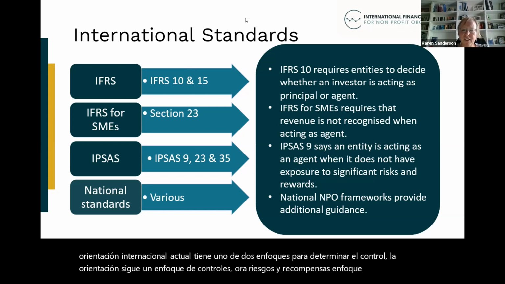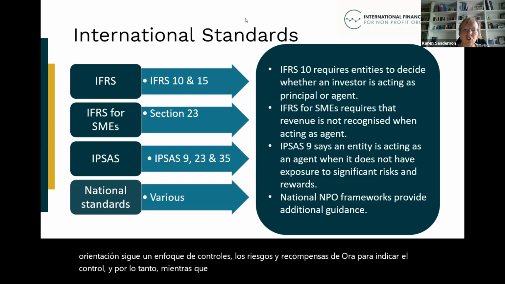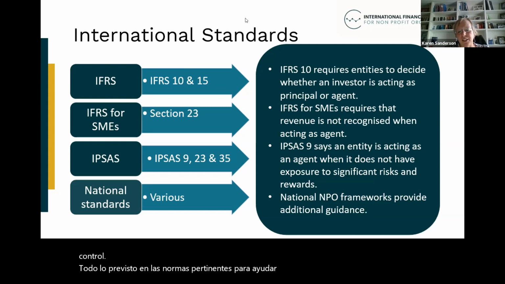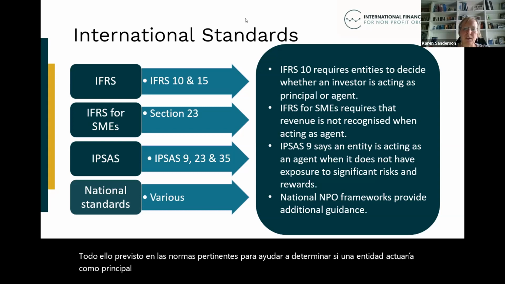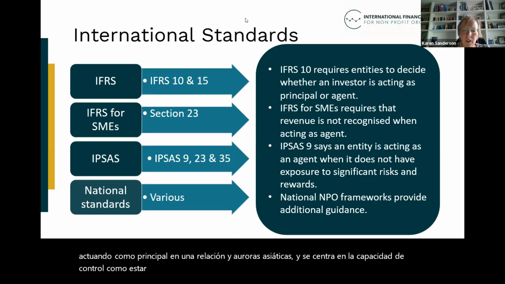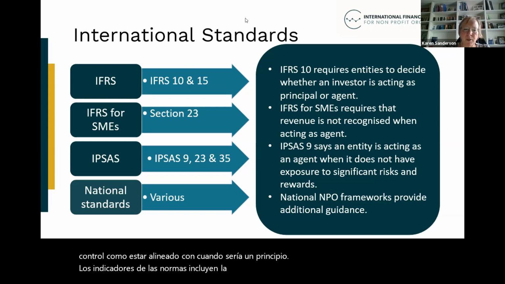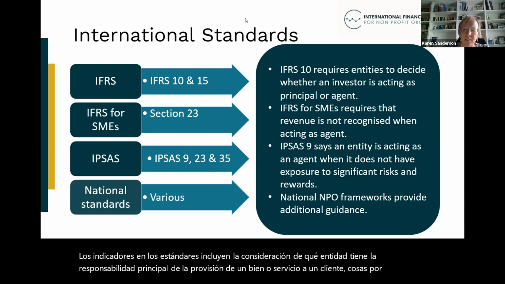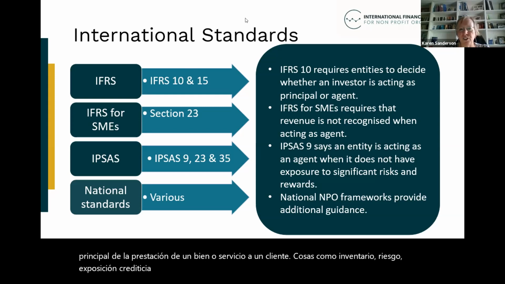And so whilst the framework for assessing control differs, indicators of control are provided in the relevant standards to help determine whether an entity would be acting as principal in a relationship or as agent. And it focuses on the ability to control as being aligned with when it would be a principal. The indicators in the standards include consideration of which entity has primary responsibility for the provision of a good or service to a customer, things like inventory risk, credit exposure risk, and the ability to set prices for goods or services. And you can see that that's very much in the for-profit type of language.